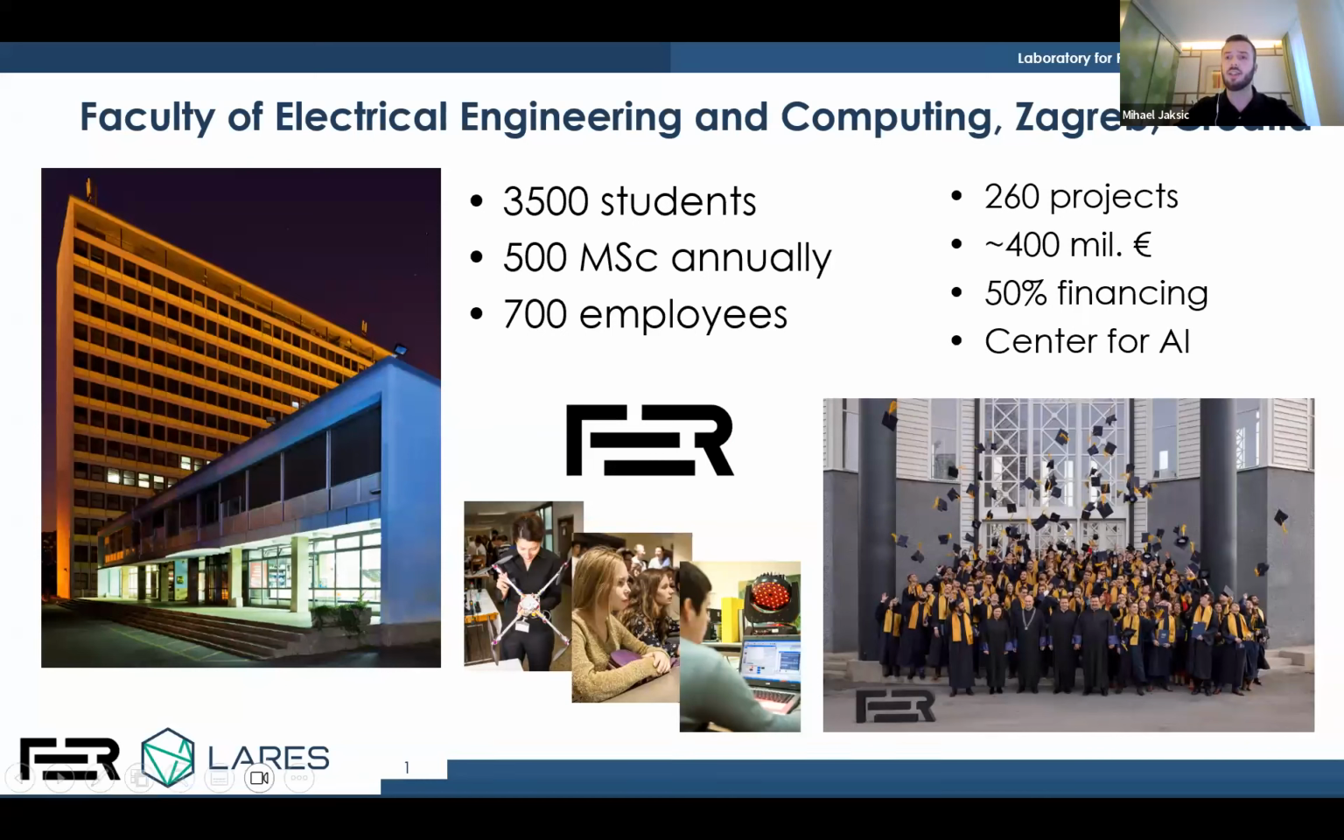So first of all, as Angela already said, I'm coming from the Faculty of Electrical Engineering and Computing, University of Zagreb in Croatia. The faculty counts around 3,500 students. We have 500 Masters of Science annually and around 700 employees. Currently, the faculty holds 260 projects worth approximately 400 million euros. And actually, from these projects, we pull about 50% of the faculty financing. We also have a Center for AI and other experimental centers.